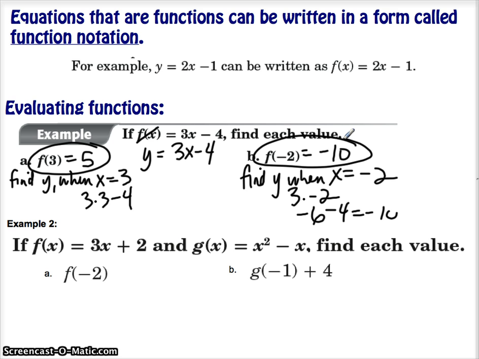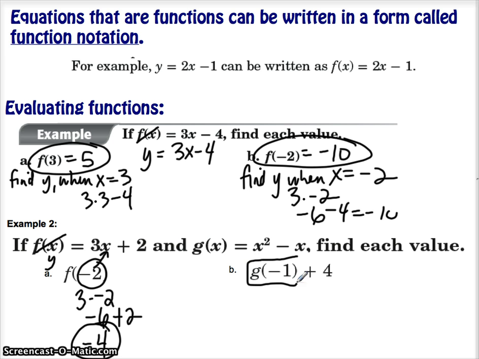Alright, so another example, f of x equals 3x plus 2 and g of x equals x squared minus x. Find each value. Well, f of negative 2 just means find y when x equals negative 2 and this equals your y. So we're going to have 3 times negative 2, this goes in for your x. 3 times negative 2 is negative 6, plus 2 is negative 4. Okay, the next one, g of negative 1 plus 4. Well, you need to find this value first. Alright, and that means finding y when x equals negative 1.